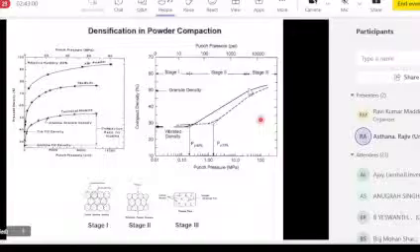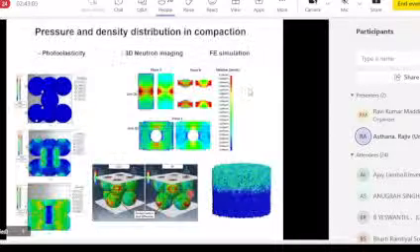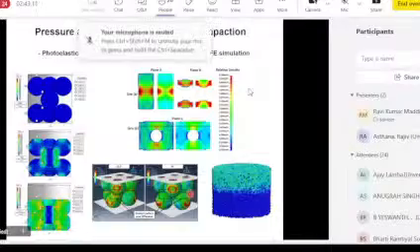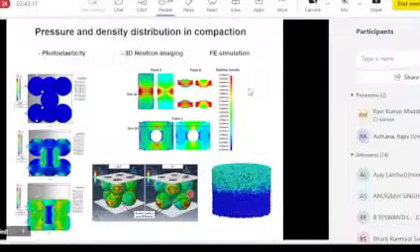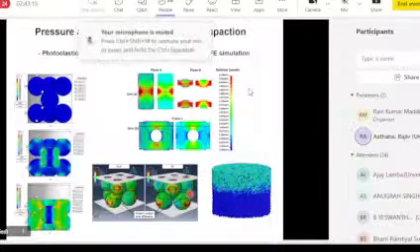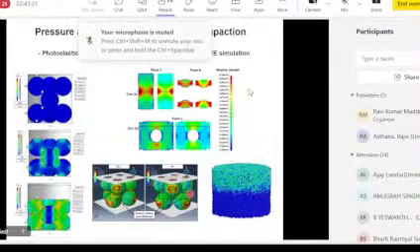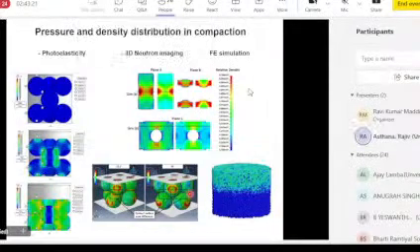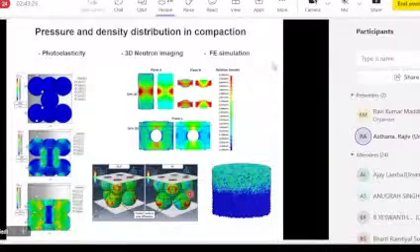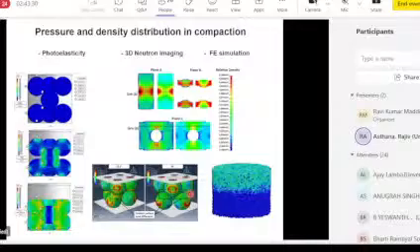And for actual research work, you can use photoelasticity to see interference fringes. Most people use imaging, and it is also used to determine the stress distribution inside the powder beds.